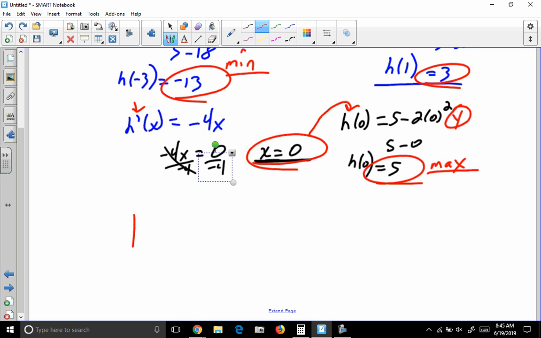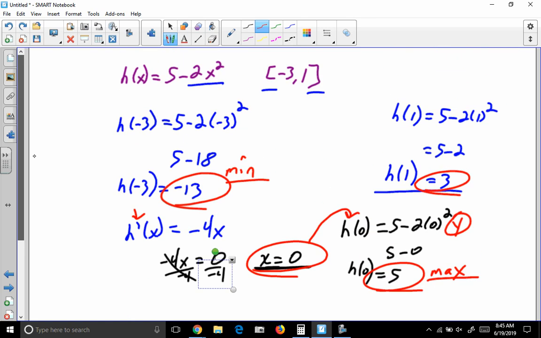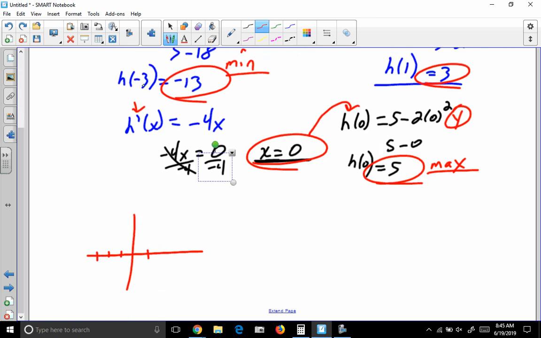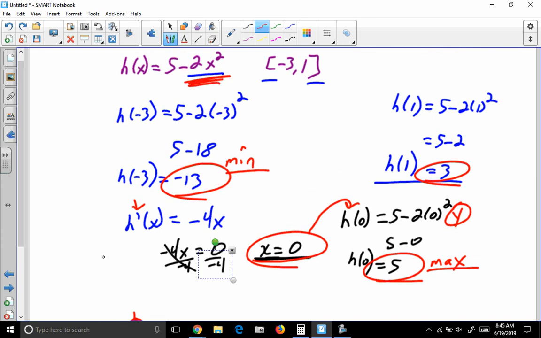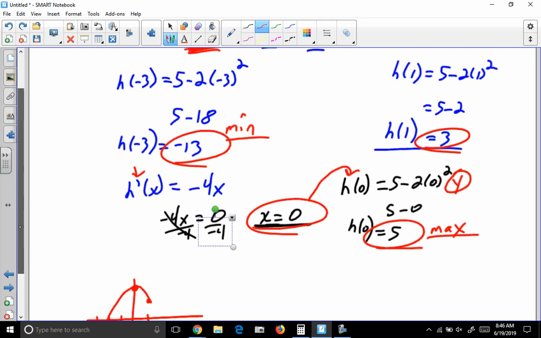So if we were just to quickly sketch this, we're not going to get too accurate here. When x is negative 3, we're way down here. When x is 0, we're up to 5. When x is 1, we're up 3. You might have noticed this was an upside down parabola. It's a parabola because it's a quadratic function. It's upside down because this coefficient is negative.